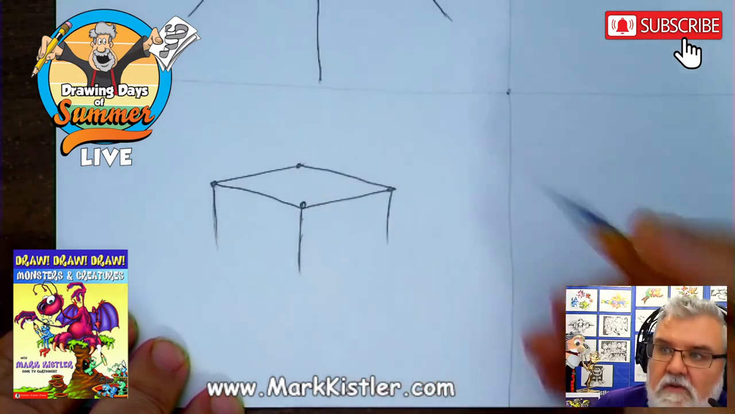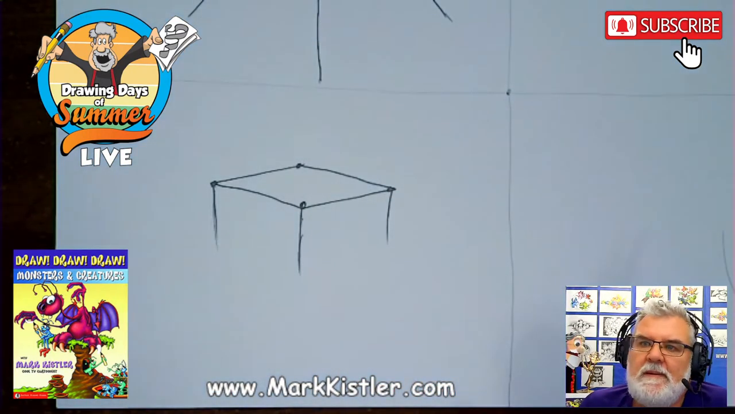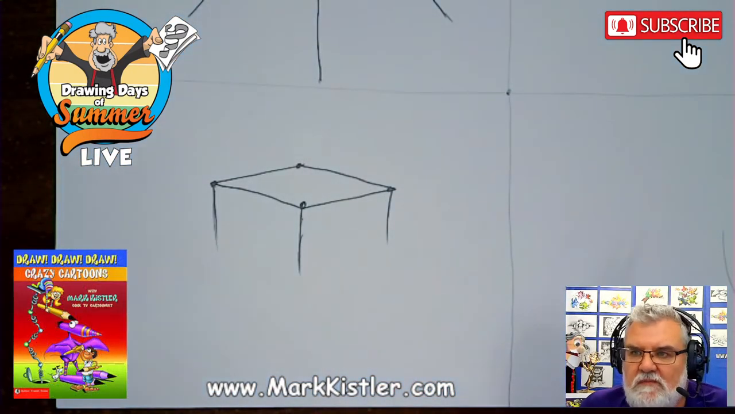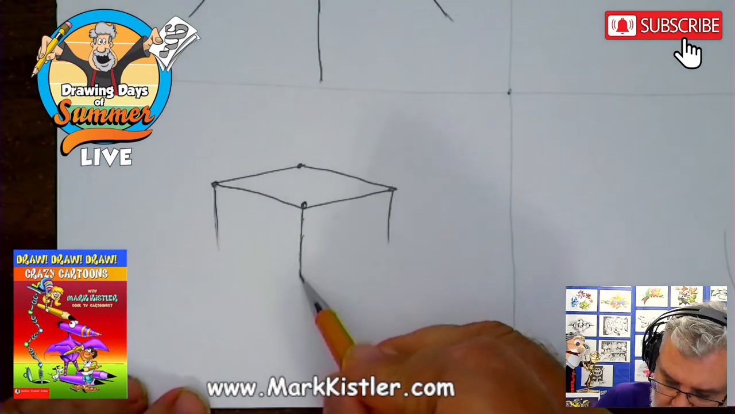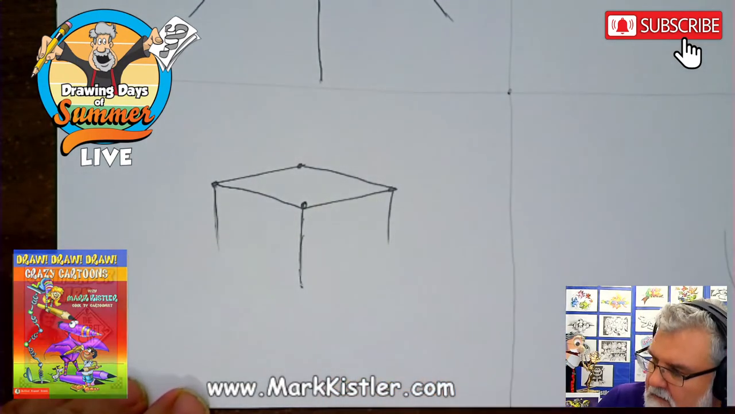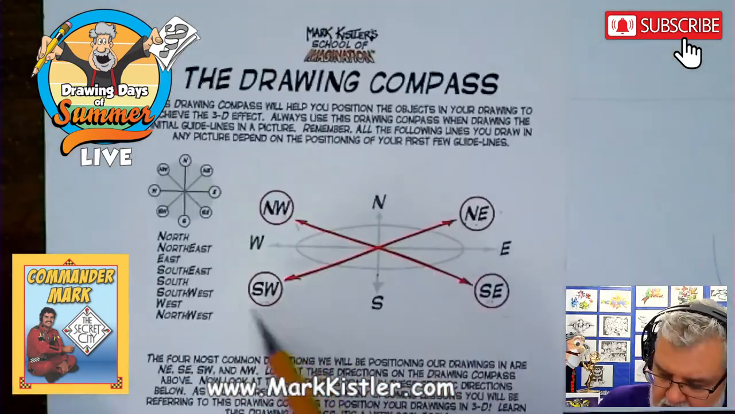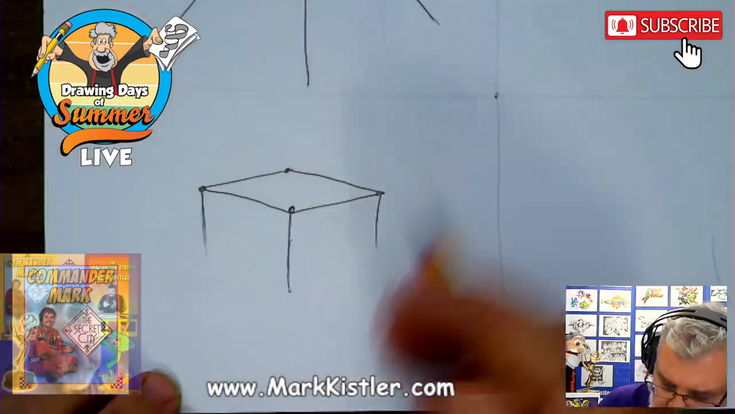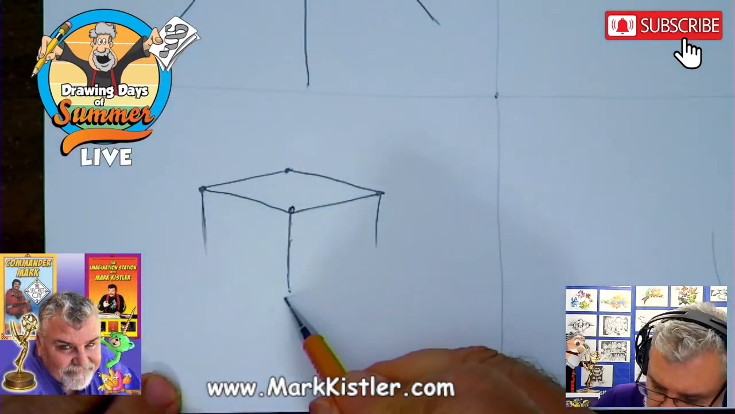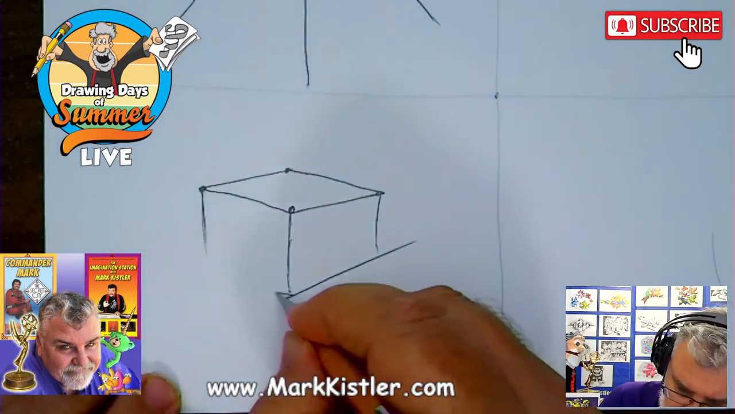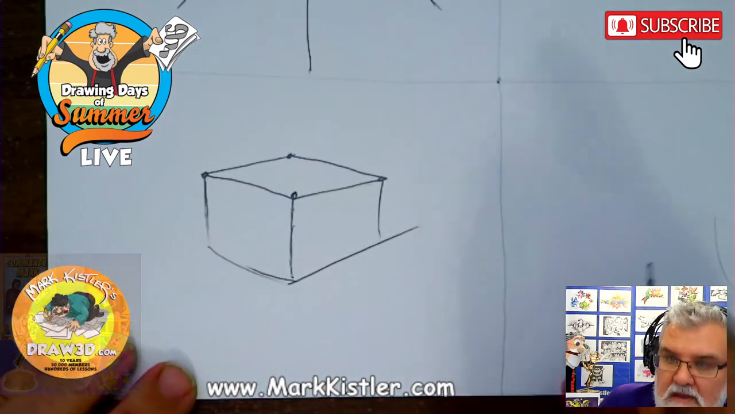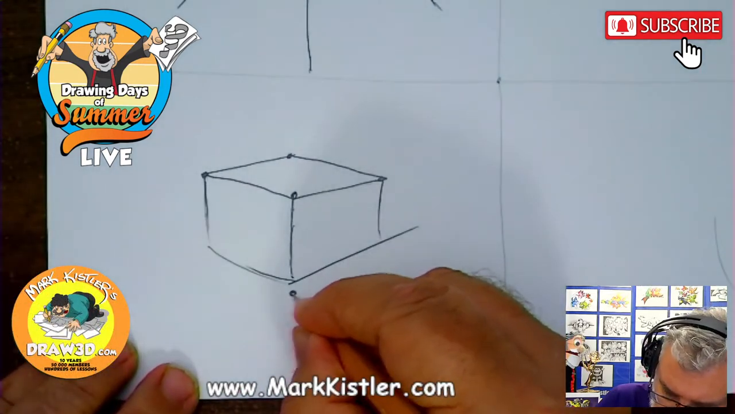Now remember, this is the drawing direction compass, and we use this a lot when we're drawing. Now, the middle line is going to be lower. So I'm going to draw this line going northeast, in direction northeast, following that guideline. See? Draw that line and then this line. Now, watch this. Put a dot right below the middle.